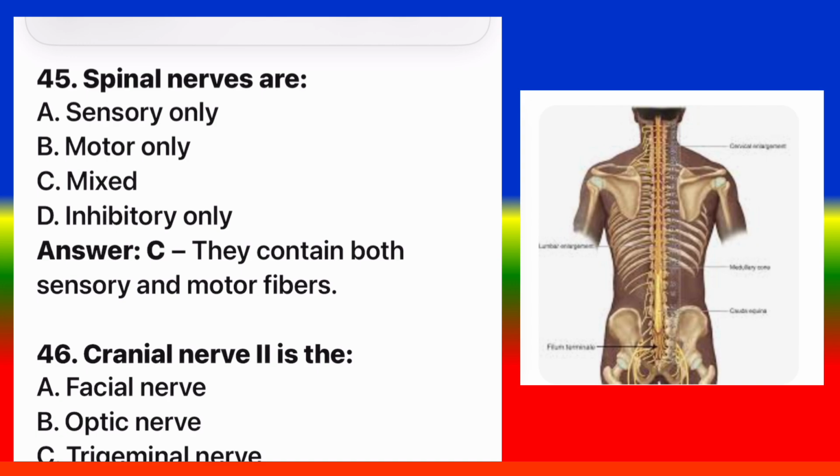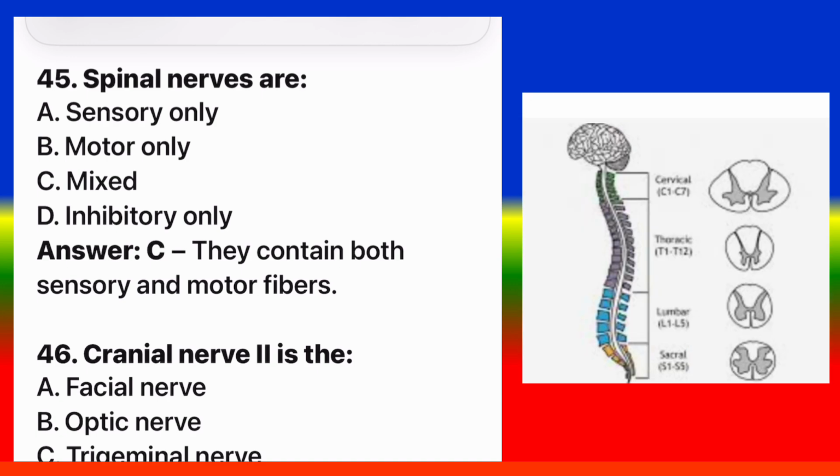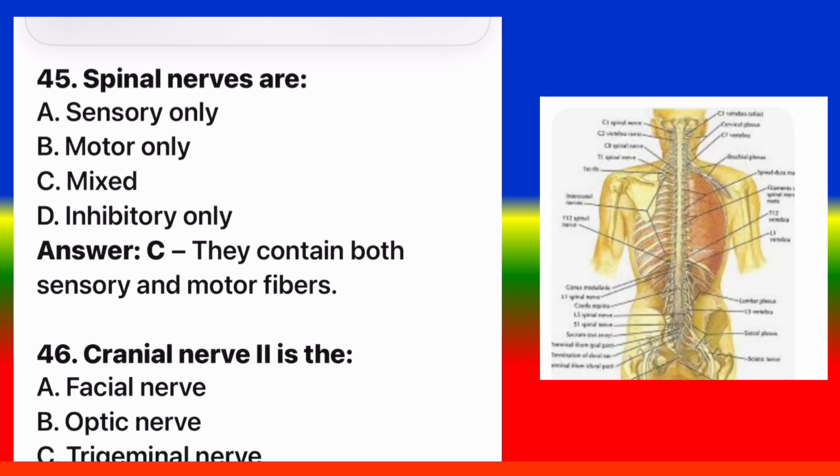45. Spinal nerves are A. Sensory only, B. Motor only, C. Mixed, D. Inhibitory only. Answer C. They contain both sensory and motor fibers.